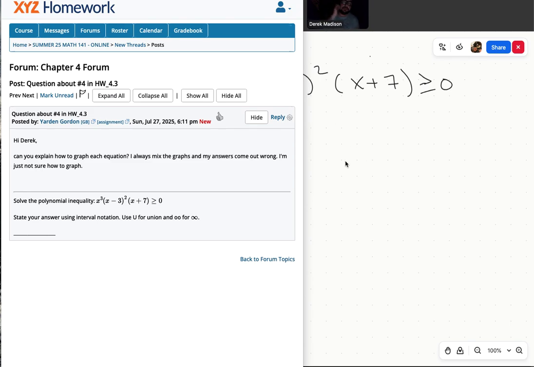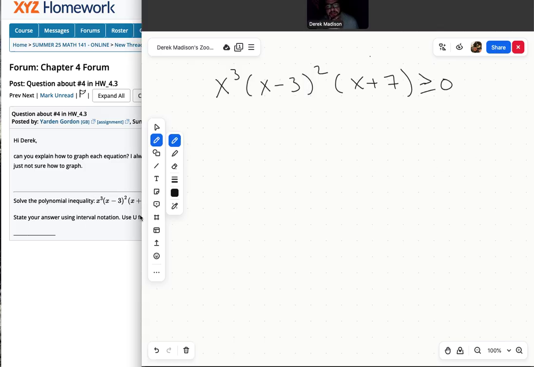Hey Arden, so there's a couple of ways we can do these. We can do them by graphing, we could do them by test points or sign charts. Everyone's pretty terrible at sign charts, so I would say either test points, which will be good for the rational functions coming up, or graphing are the way to go.